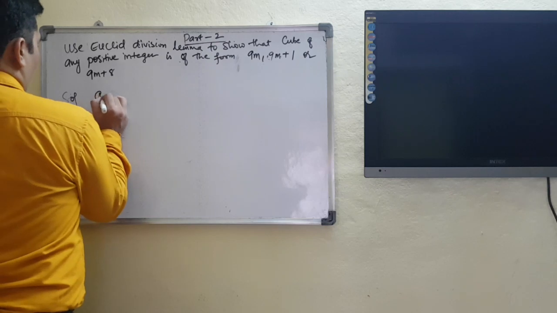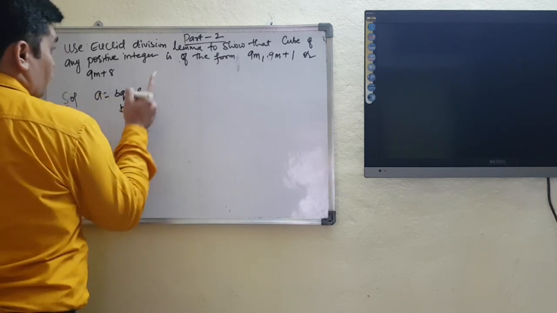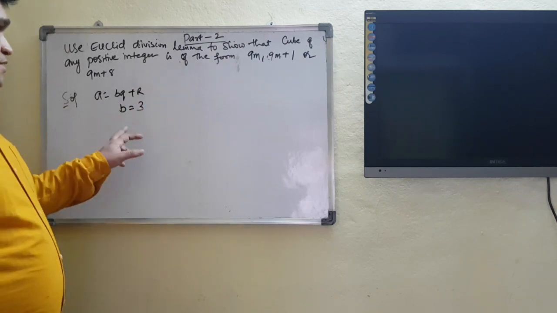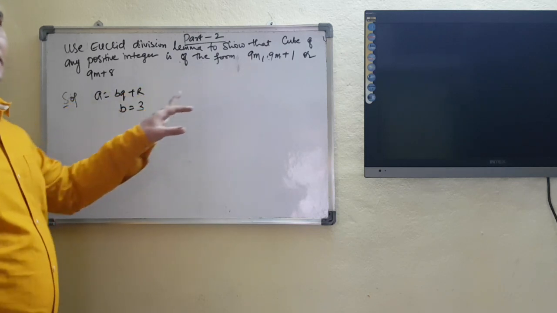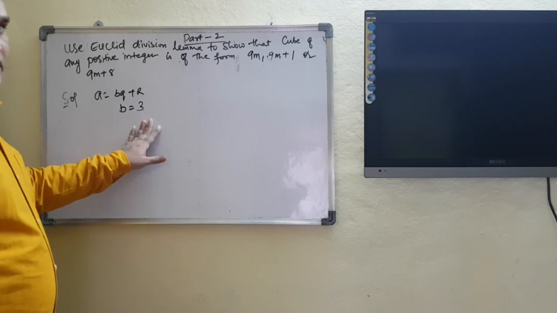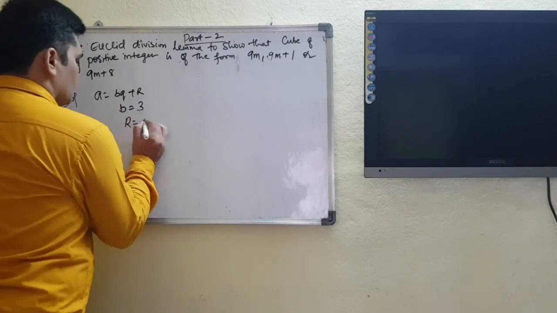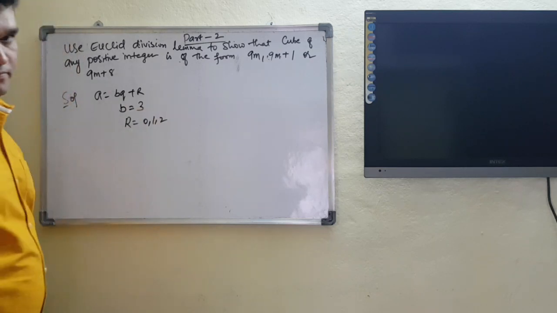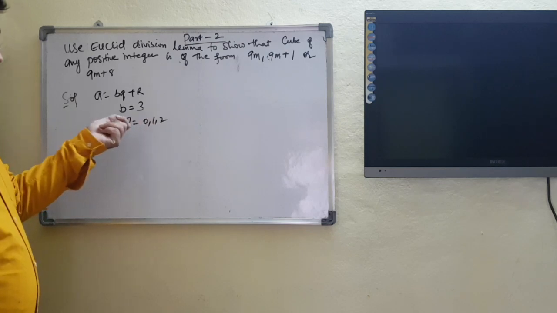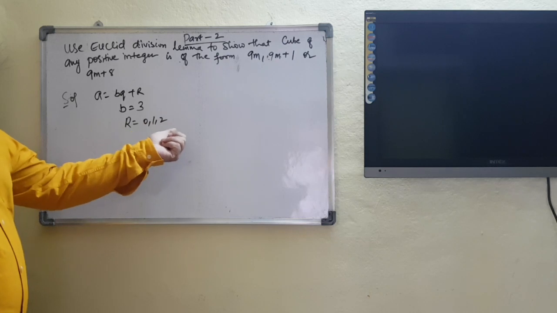Let's begin. A equal to bq plus r. I am going to consider instead of 9 as b, 3. b equal to 3. The reason is that I know that 9 is a multiple of 3. So instead of going with 9, I can go with 3. And if I take b as 3, the remainder will be 0, 1 and 2. It will be shorter. We can just solve by using 3 conditions. That is 3q plus 0, 3q plus 1 and 3q plus 2.